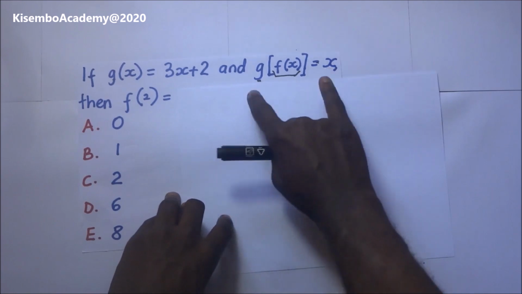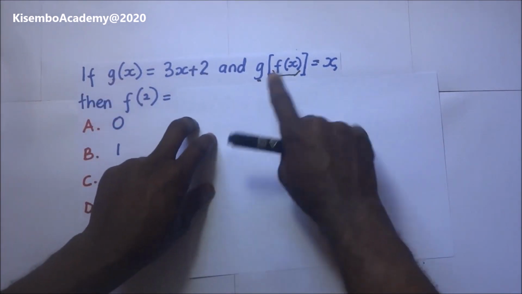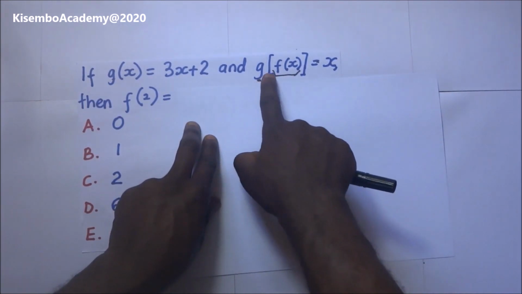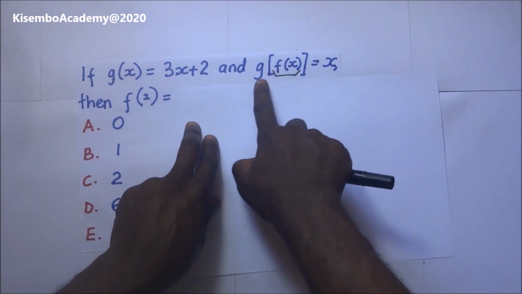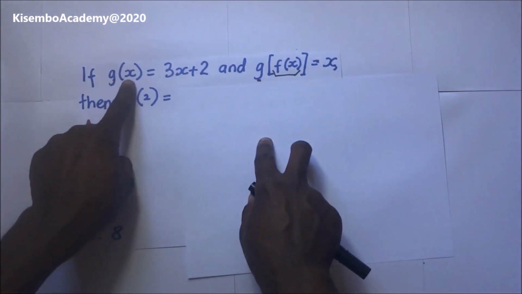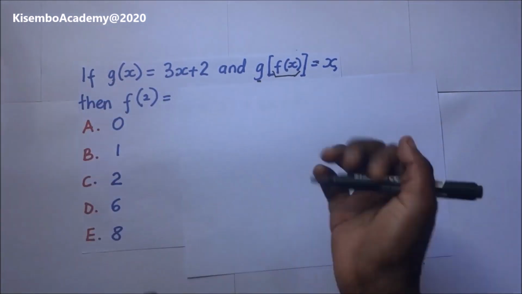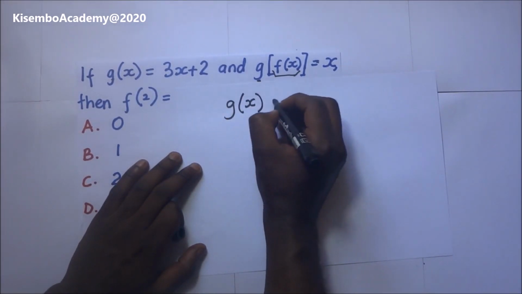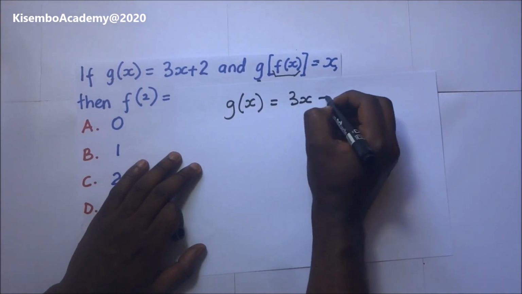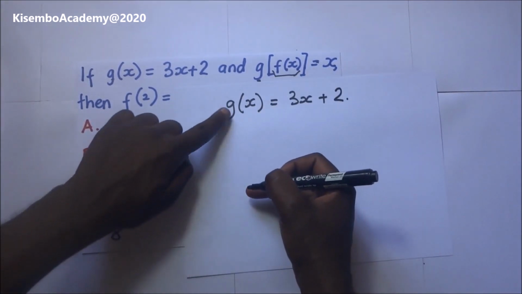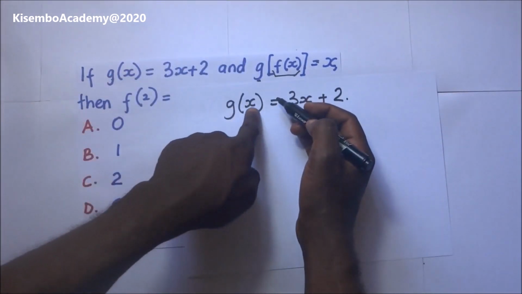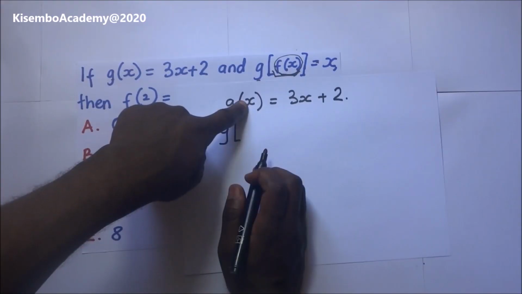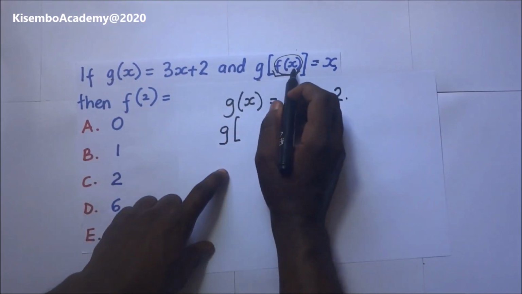So again, we shall start with our original expression. This is a composite function where g is the one outside, and we have the function f inside the function g. The function g of x is given by 3x plus 2. Now, in the place of x that is inside the function, we put f of x. So in the place of x, we are going to put this expression f of x.